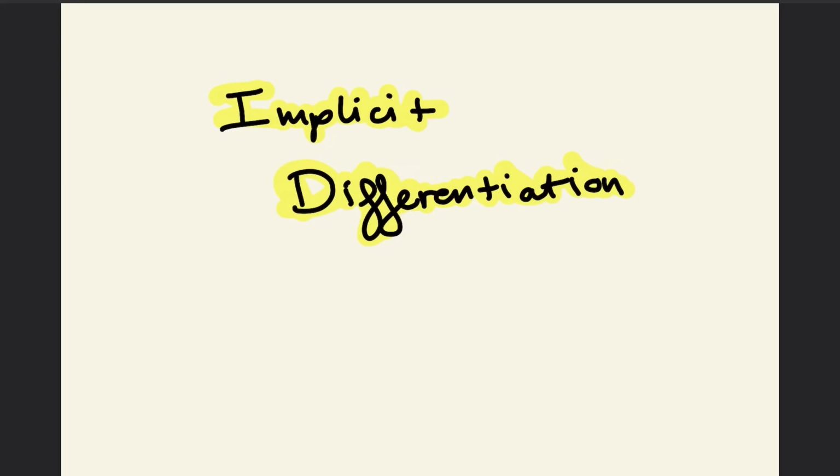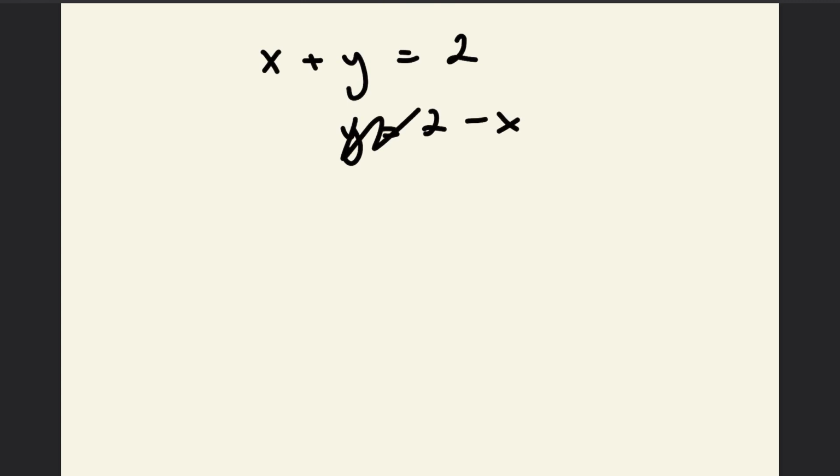Hello, and today's video is going to be about implicit differentiation. So, if you don't know what implicit differentiation is, it's basically when you don't define y in terms of x explicitly. So when you have, for example, x plus y equals 2, you don't rearrange to y equals 2 minus x and solve like that. No, you just differentiate this.